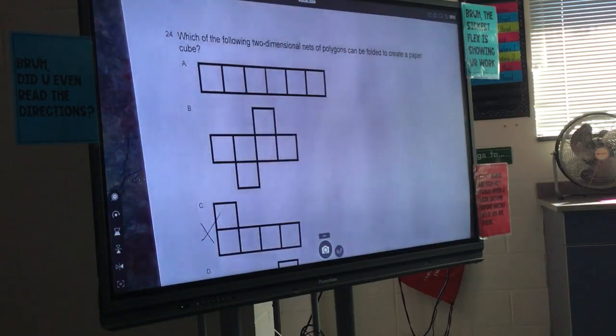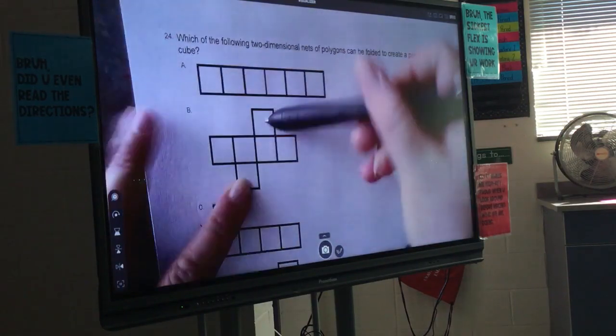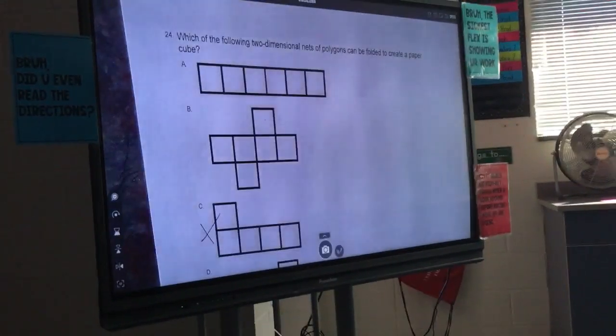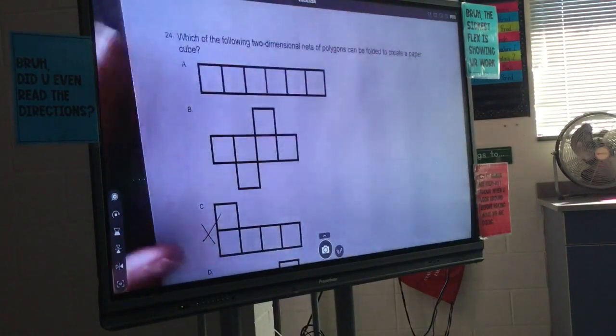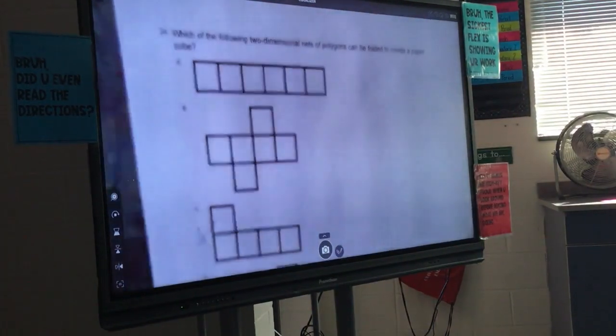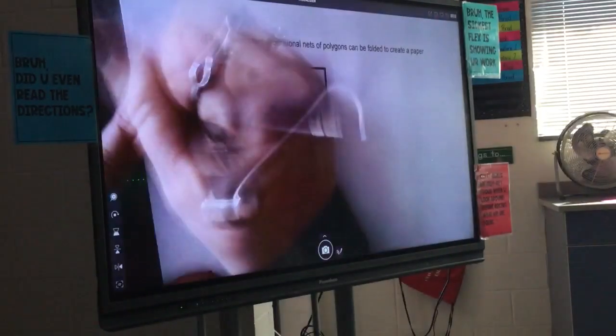There's no side on the bottom, and if you fold up B, you have the top, bottom, and all your sides. So these two flaps are going to be either my top and bottom or my left and right. This one does not, it's just a straight line. So we would just fold it essentially into a circle almost. It would just keep rolling, and it would be open. So the correct answer for this one is B.